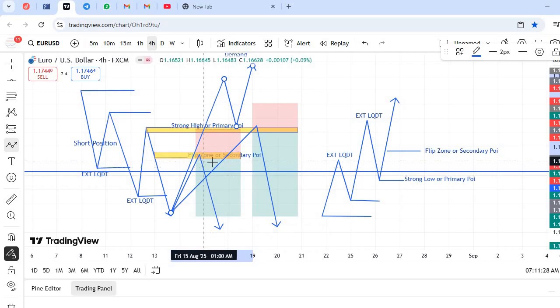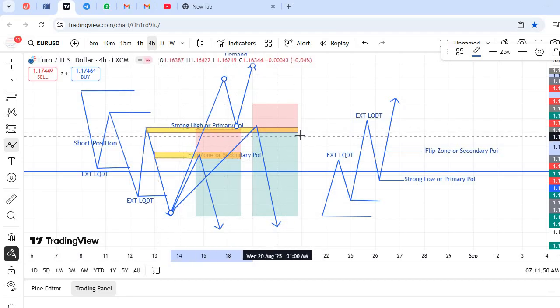So we have the flip zone or the secondary POI, and the strong high or the primary POI. The flip zone is the first zone after the 50% Fibonacci level. Understand? So price can either get here and give us a bearish intent. If it doesn't give us that from here and it continues going up, then this is our second point of interest. So we'll wait for price here, and if it gets here and comes down, then we want to sell.